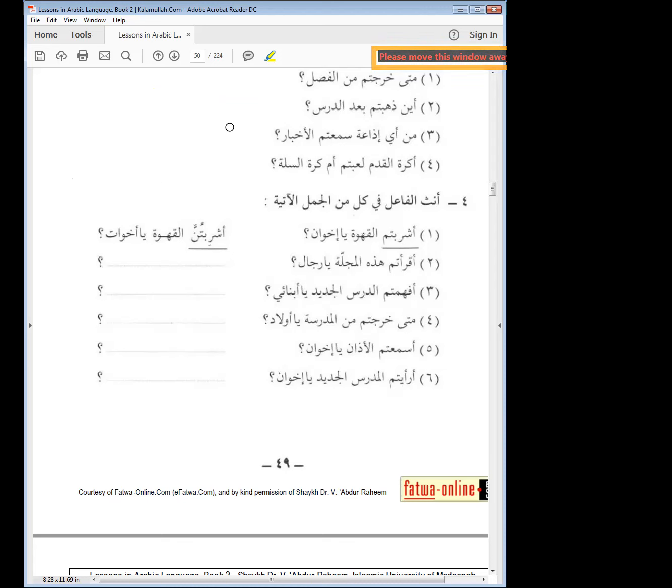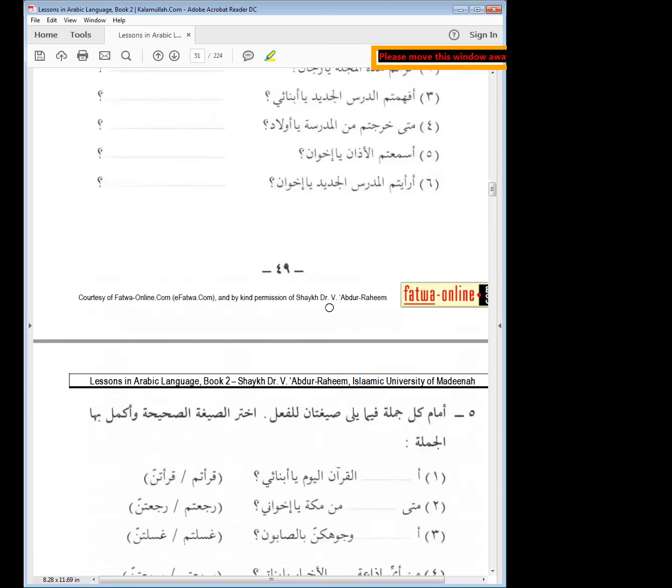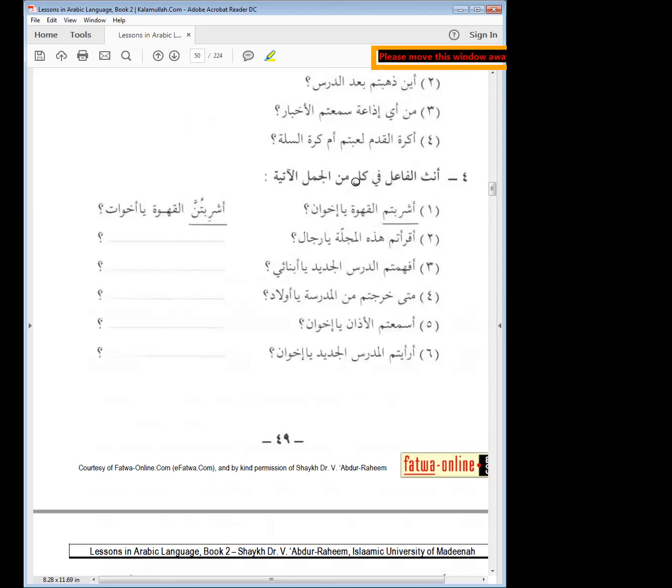So the tum is the attached pronoun which represents you, masculine, plural, right? You, masculine, plural. So if I say, asharibtum al-qahwata, ya ikhwan, we are saying, did you drink coffee, O brothers? All right? So you, masculine, plural, right? And then if you change it to feminine, you will say, asharibtunna al-qahwata, ya akhawat, did you all drink coffee, O sisters? Right? So from tum to tunna. I hope everybody understands that. If you don't understand that, please just let me know.